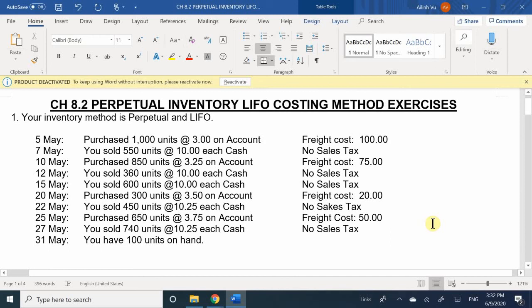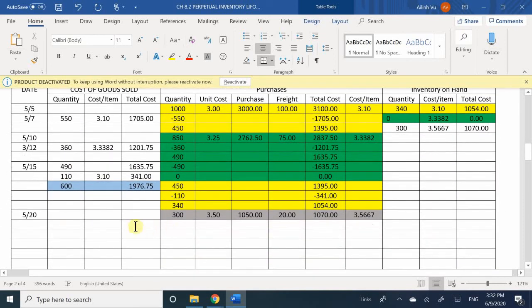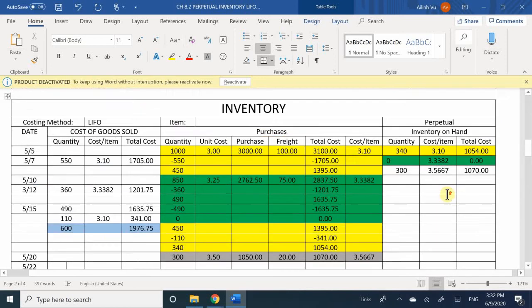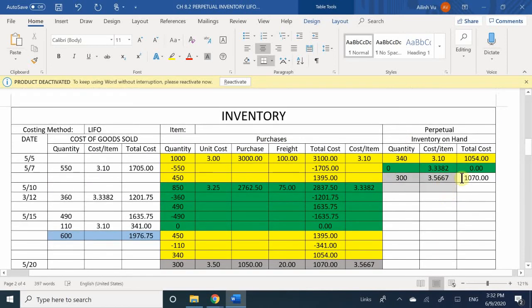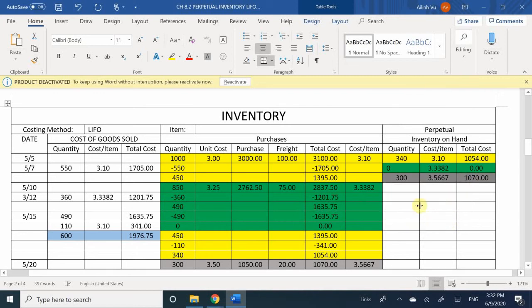On 22 May, you sold 450 units. We sold 450 units. So let's go ahead and put this right here for the 22nd of May. Now let's look at our piles. Oops, I forgot to color this gray. So let's look at our batches. Are we going to start from the gray batch or the yellow batch? Gray batch.